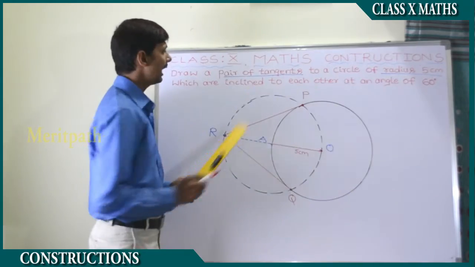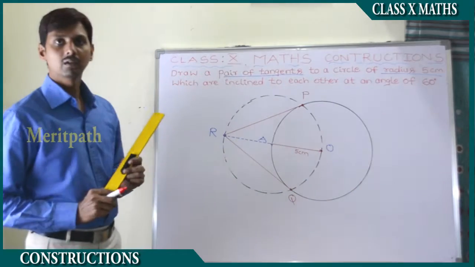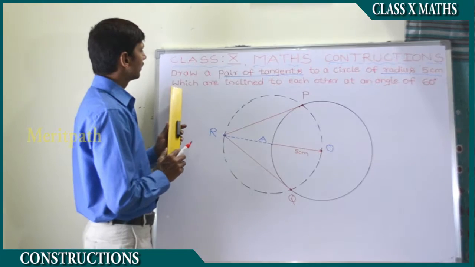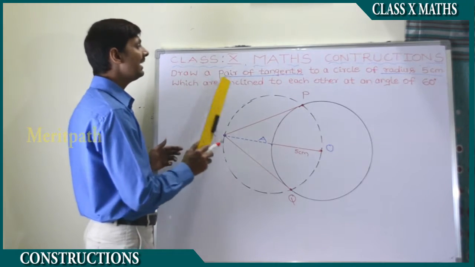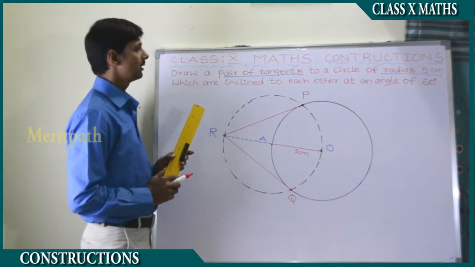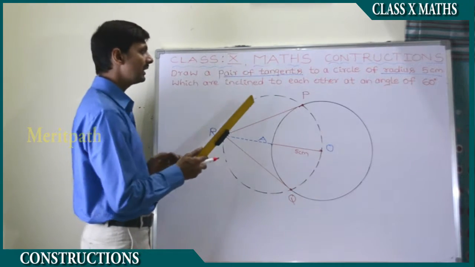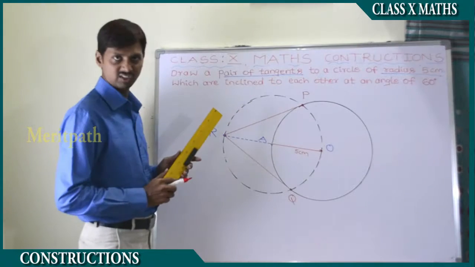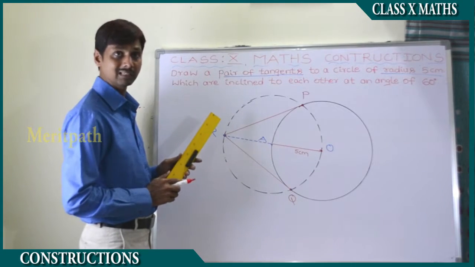This is a circle, and then the tangents are inclined to each other at an angle of 60 degrees. We need to show that these two tangents are making an angle of 60 degrees. We need to find that out.